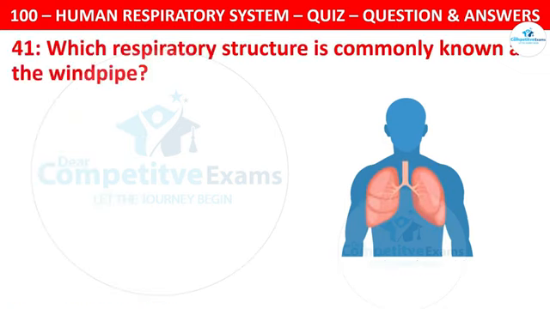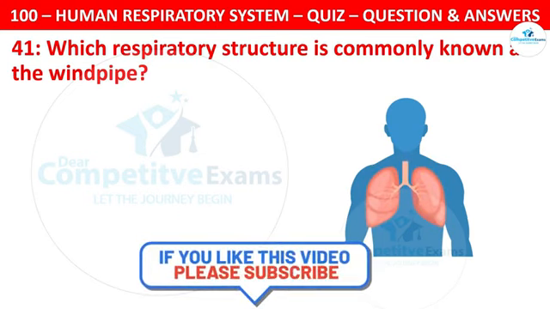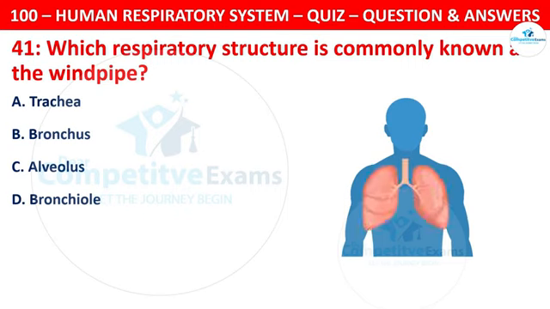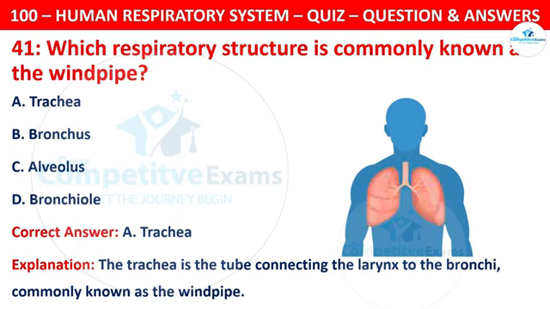Question number 41. Which respiratory structure is commonly known as the windpipe? Your options are trachea, bronchus, alveolus, or bronchiole. The correct answer is A, that is trachea. The trachea is the tube connecting the larynx to the bronchi, commonly known as the windpipe.